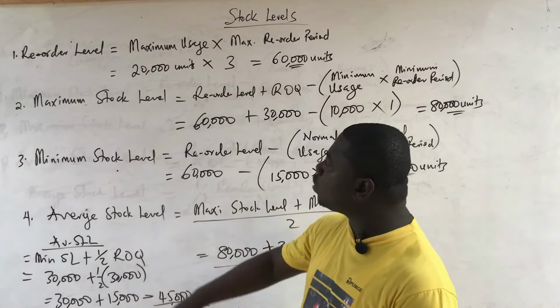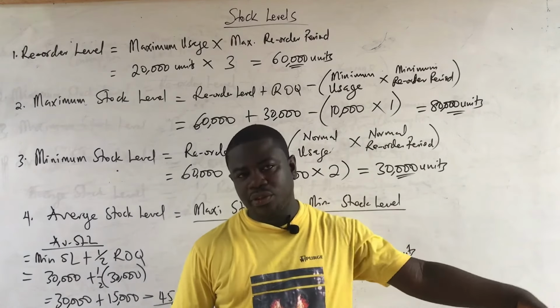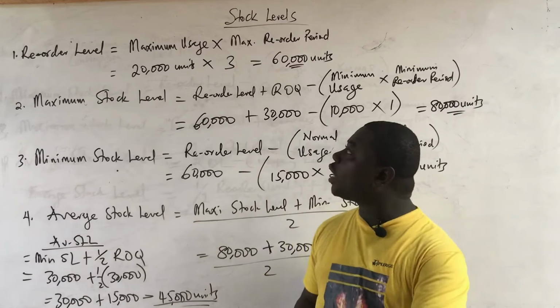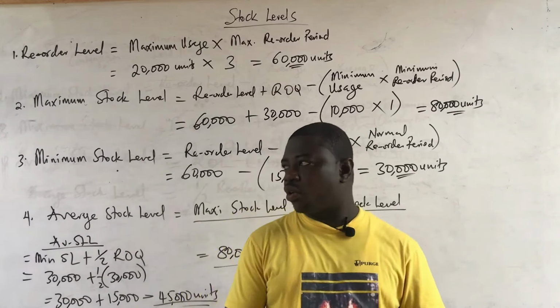And then we are also going to come back and take a question that involves this as well as the reorder quantity, and then we'll solve them together, and that will bring us to the end of the stock level. So there's going to be a part 3 of these stock levels.